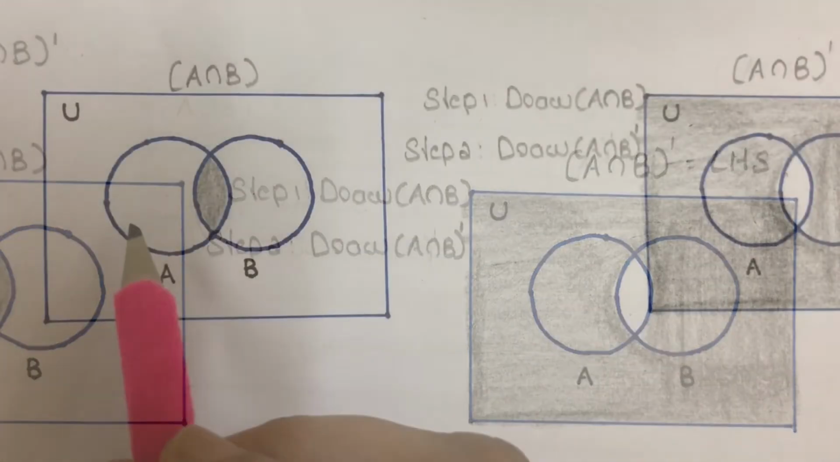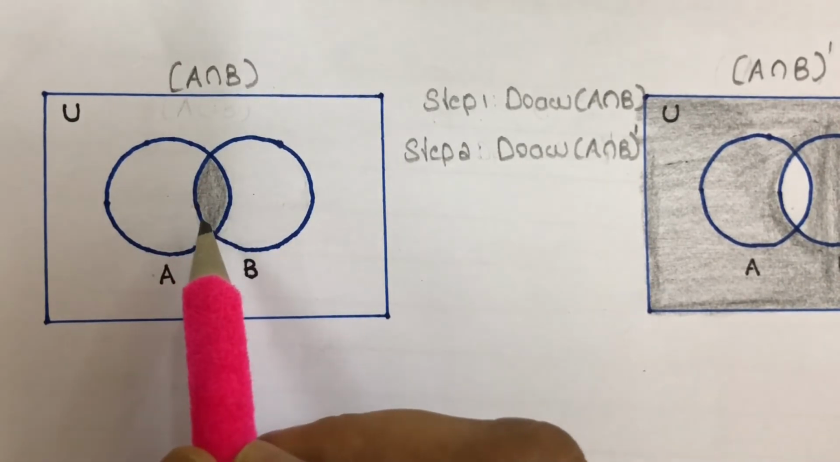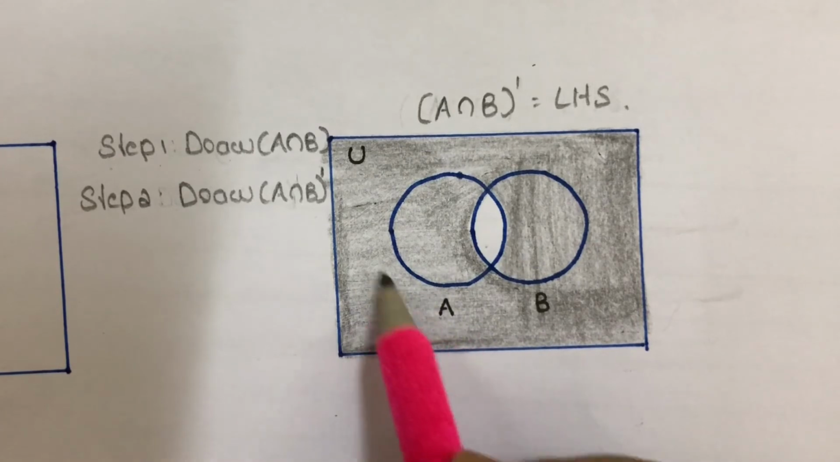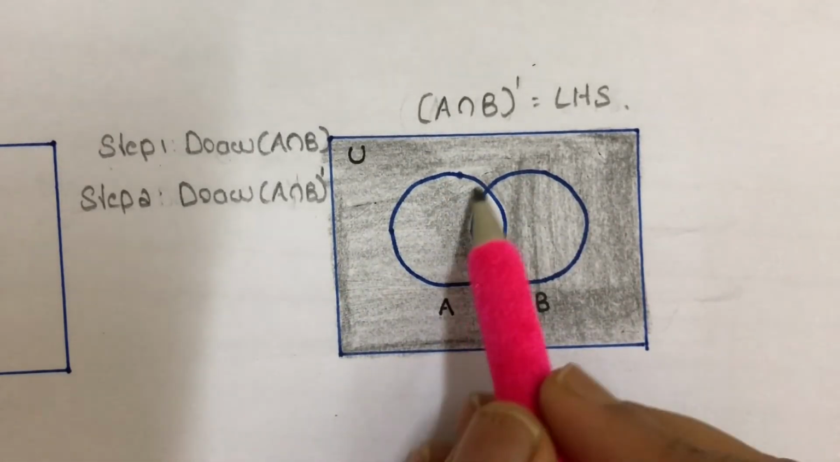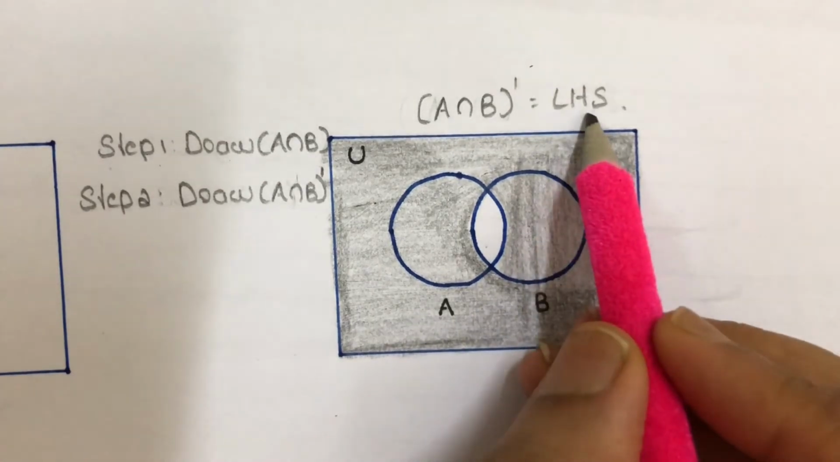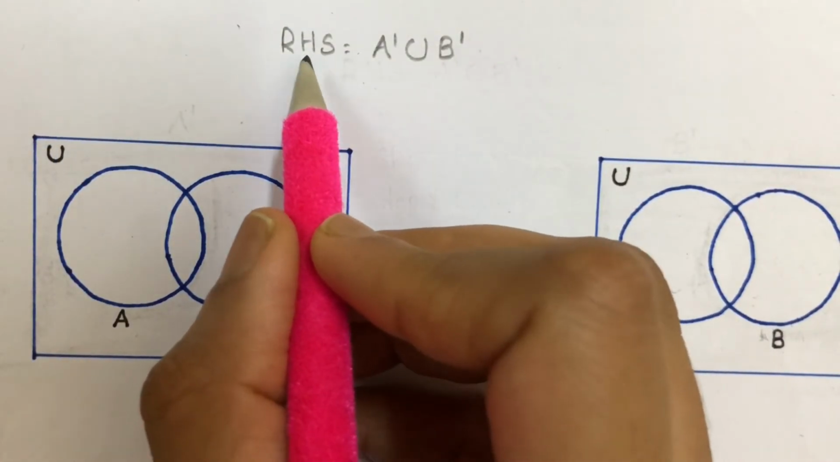A intersection B includes this area. So the complement of A intersection B means all other areas other than this area, right? That is A intersection B whole complement. That is our LHS. Next, let's prove RHS.